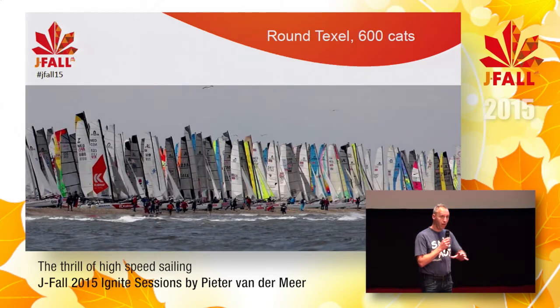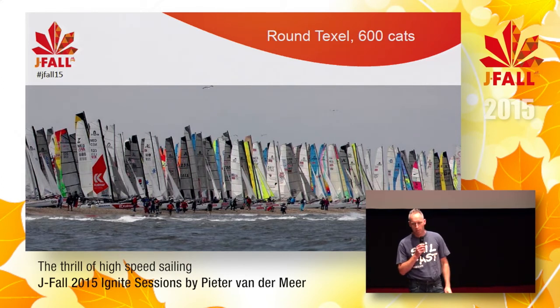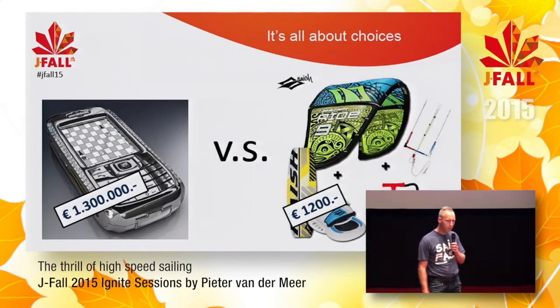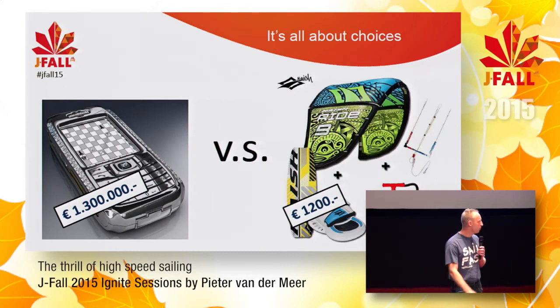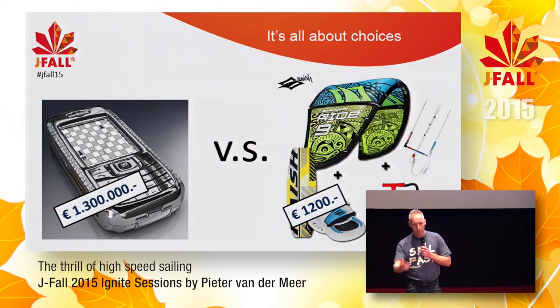If you want to have a good watch here in the Netherlands, go to Round Texel. That's a race around the island of Texel. You got 600 boats there. And it's a mass start, they all start at the same time. And when the wind direction is good, it's excellent to watch. But it's all about choices. You can buy a phone for 1.3 million euros. You can buy a kite for 1,200 euros. It's even cheaper than the average MacBook.